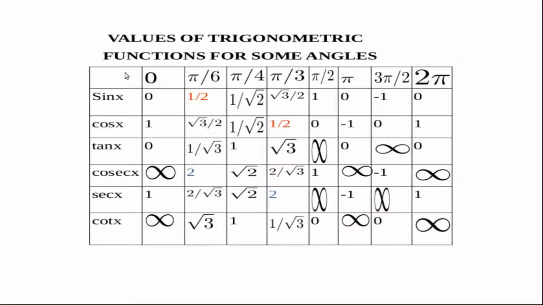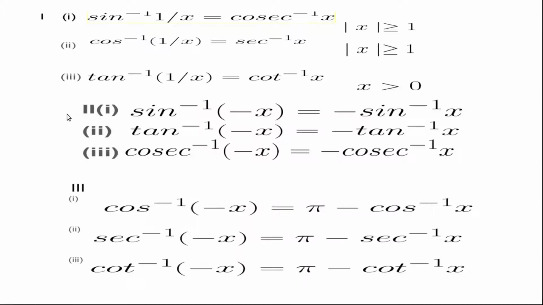Also, we have an idea about the values of trigonometric functions for some particular angles: 0 radian, pi by 6 radian, pi by 4 radian, pi by 3 radian, pi by 2 radian, pi radian, 3 pi by 2 radian and 2 pi radian. For example, if you want to find the sin inverse of 1 by root 2, the answer is pi by 4, because pi by 4 is in the principal branch of sin inverse x. Also, we have an idea about the first three properties of inverse trigonometric functions. The first, second and third properties are usually used here to do the problems.